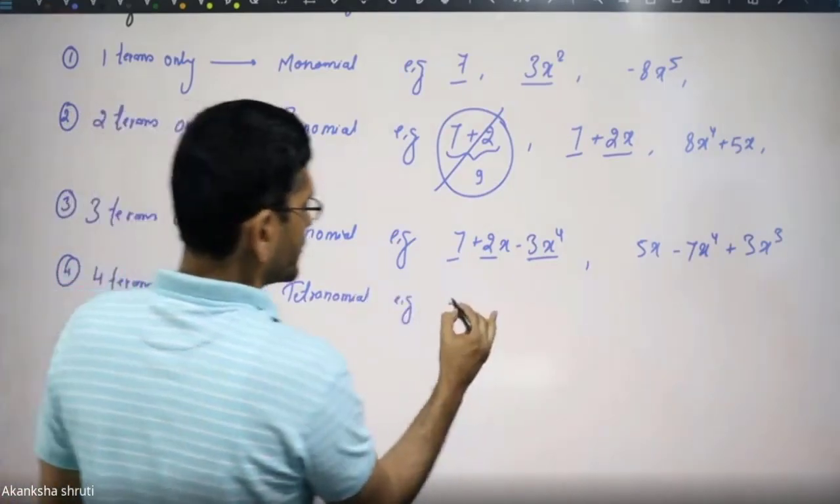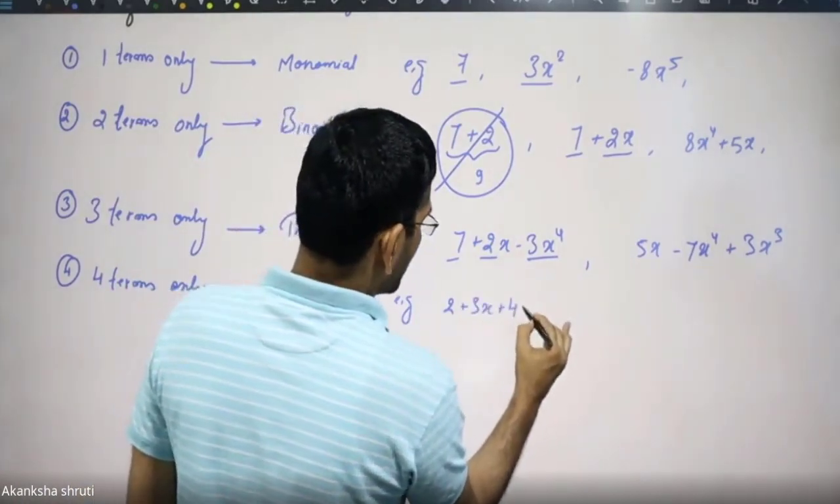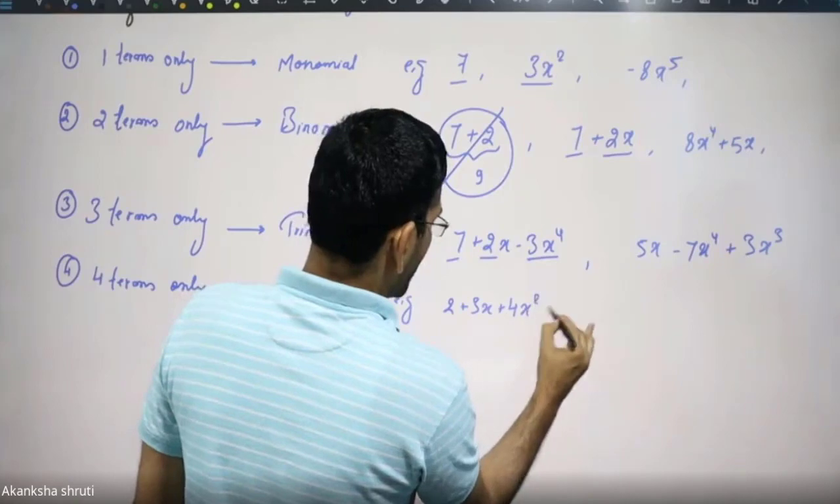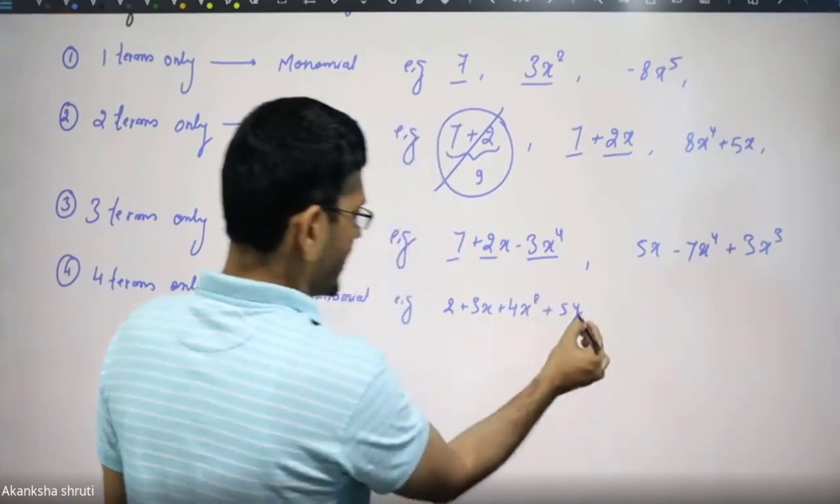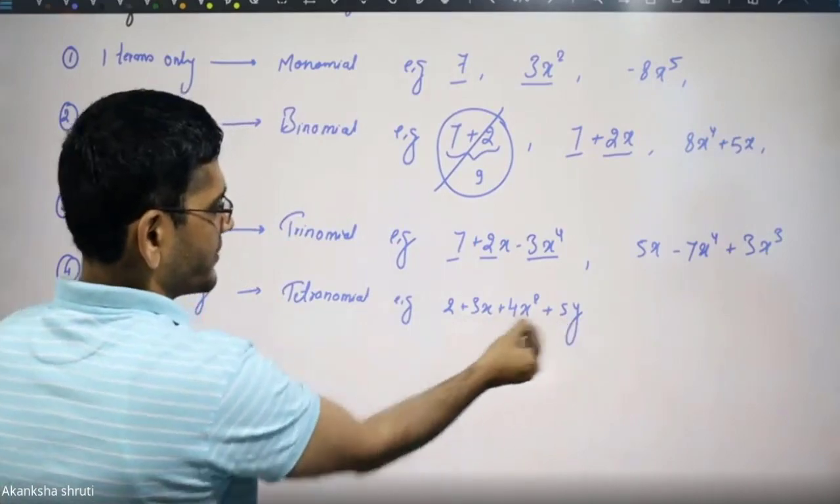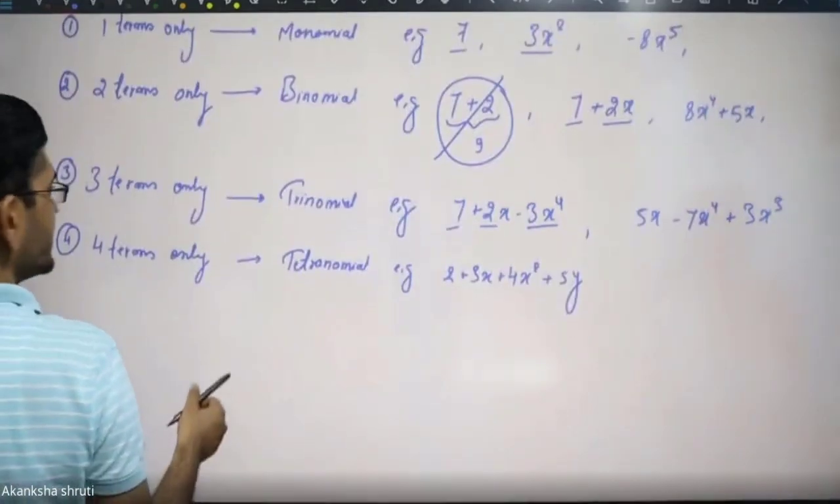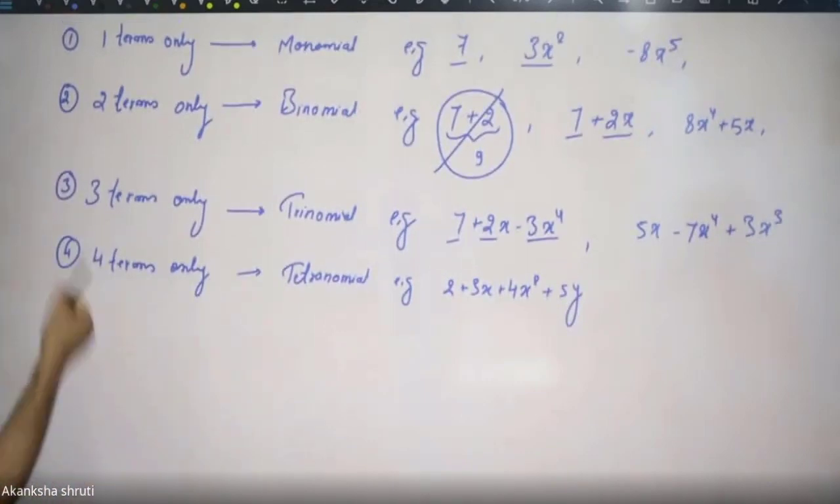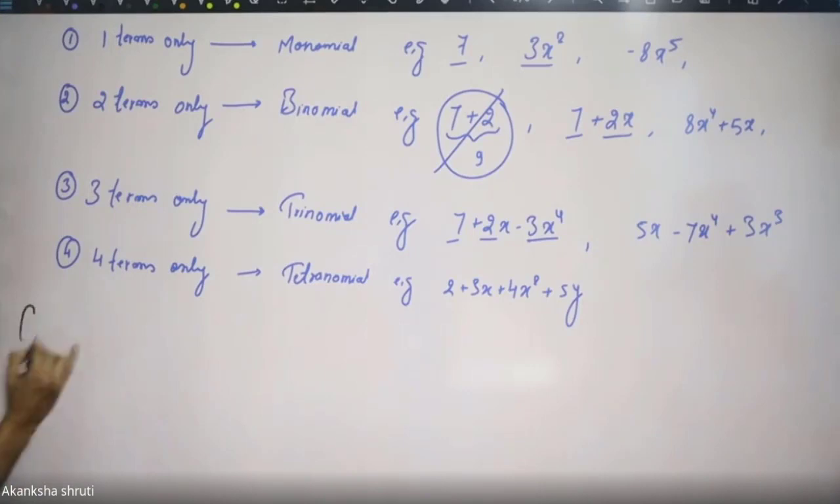Example, 2 plus 3x plus 4x square plus 5, even taking different kind of variable, we may make it. It is like this one. A student, by combining the above two nomenclature, we can give the complete name.